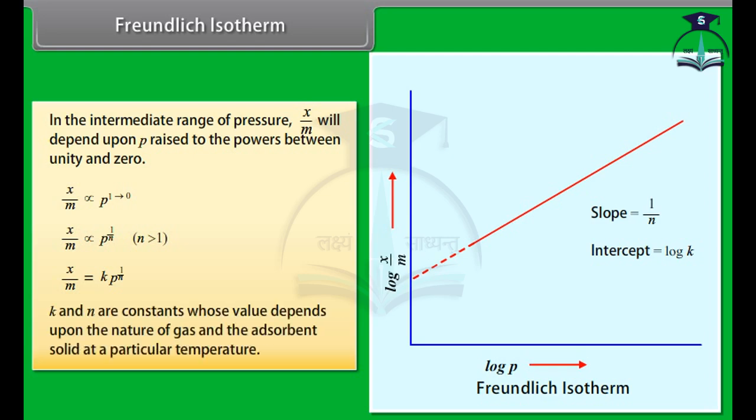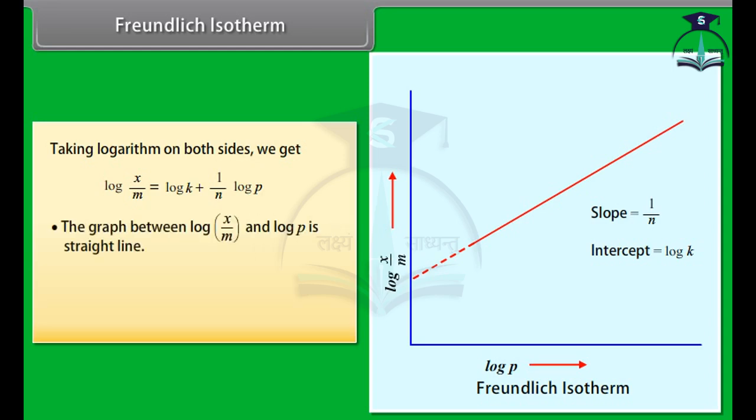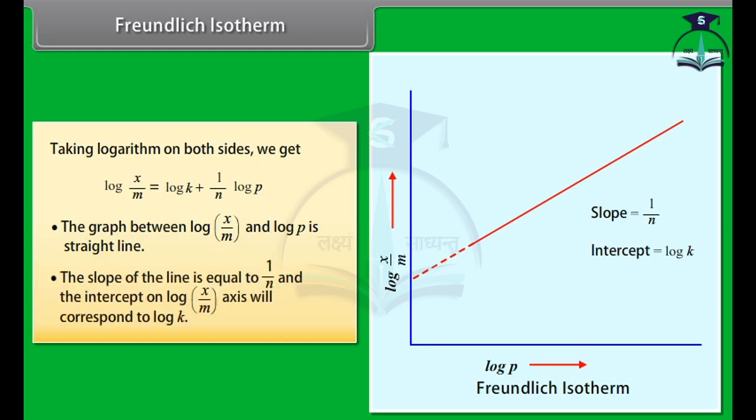k and n are constants, whose value depends upon the nature of gas and the adsorbent solid at a particular temperature. Taking logarithm on both sides, we get log x/m = log k + (1/n) log p. The graph between log x/m and log p is a straight line. The slope of the line is equal to 1/n, and the intercept on the log x/m axis will correspond to log k.